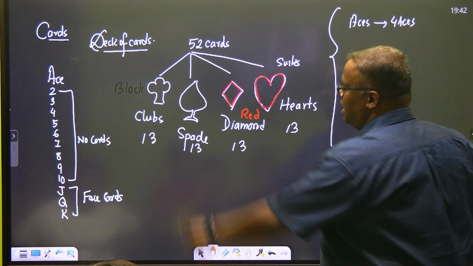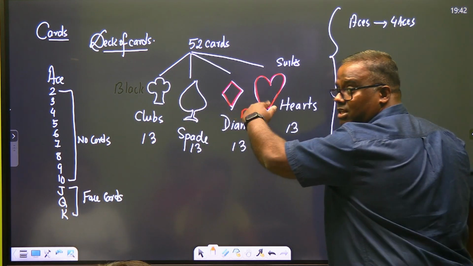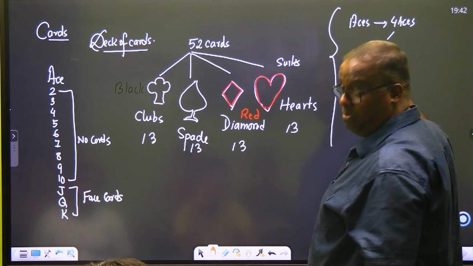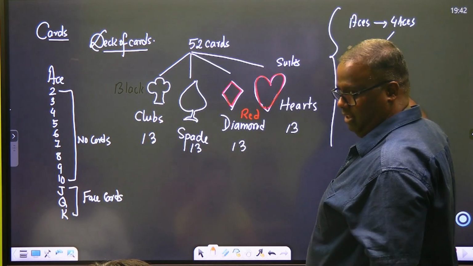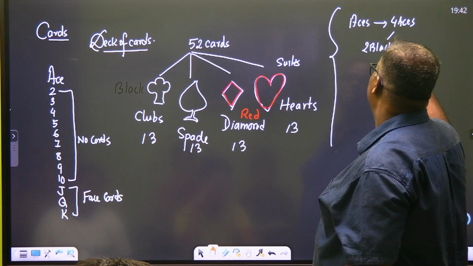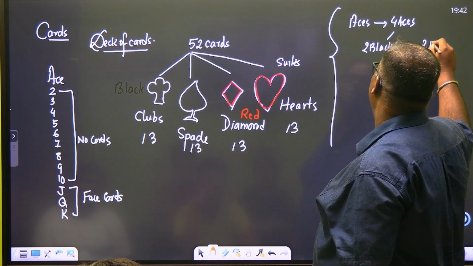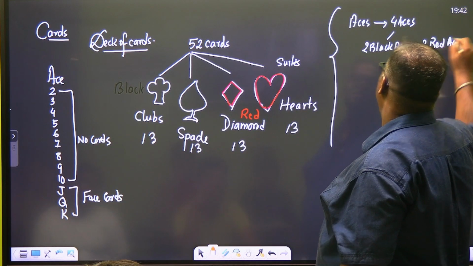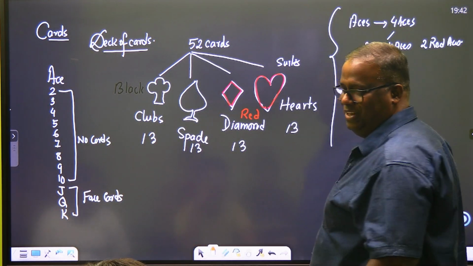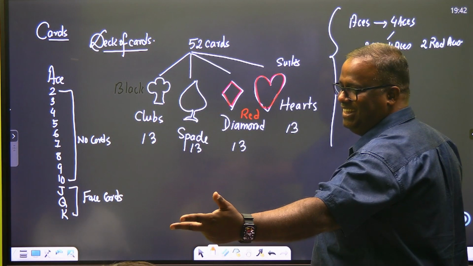There's an ace here, there's an ace here, there's an ace here, there's an ace here. And many people may again distribute this as, now let's make it a little bit more racial, 2 black aces and 2 red aces. Doesn't sound that bad, but when it comes to queen, you say 2 black queens, 2 red queens, 2 black kings, 2 red kings, 2 black jacks, 2 red jacks.